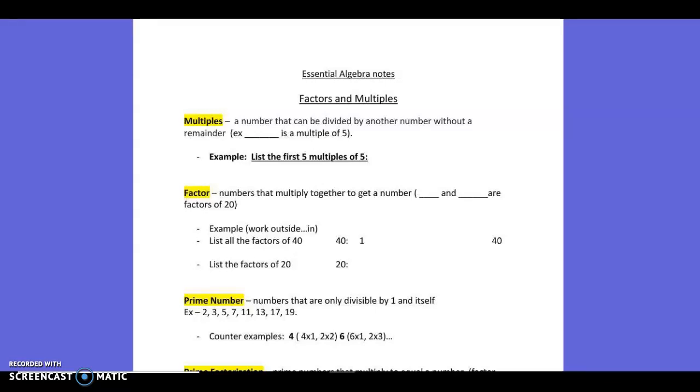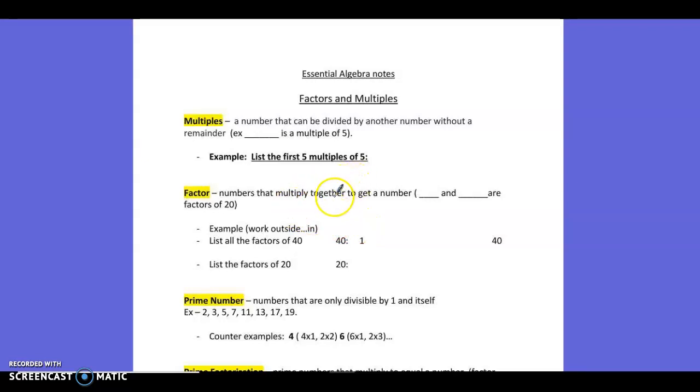Alright, so in this lesson we're talking about factors and multiples. We're just going to go over a few definitions first. A multiple, what is a multiple? A multiple is a number that can be divided by another number without a remainder.